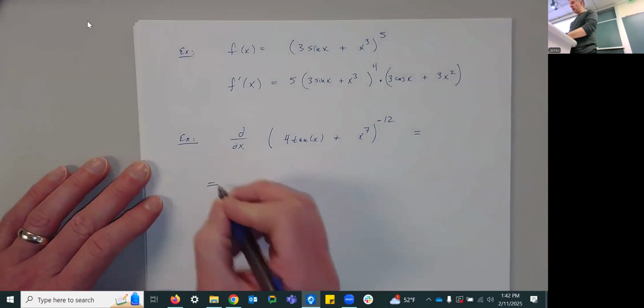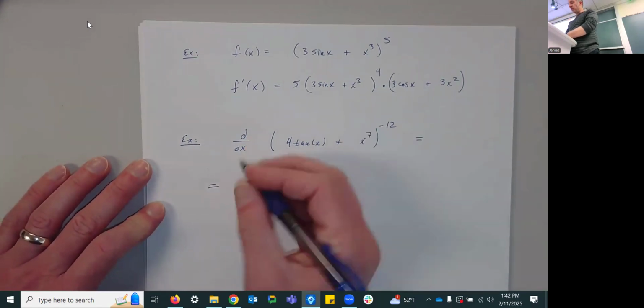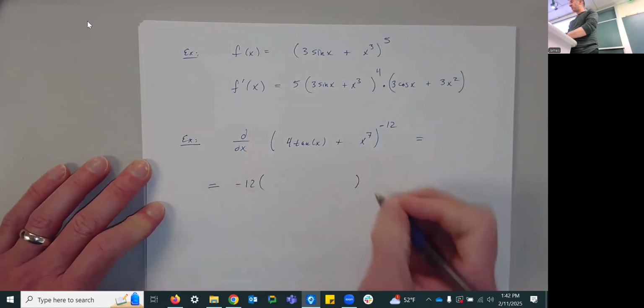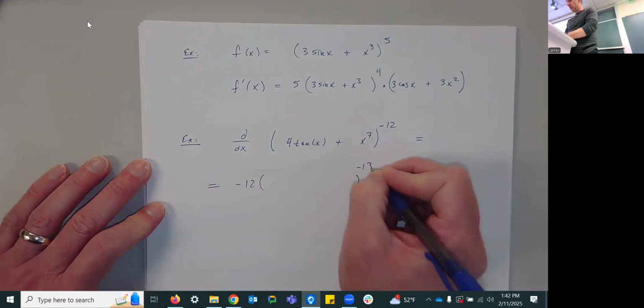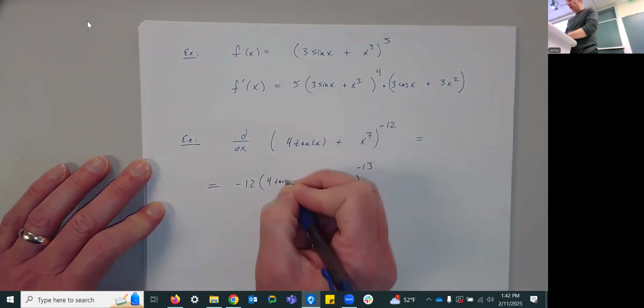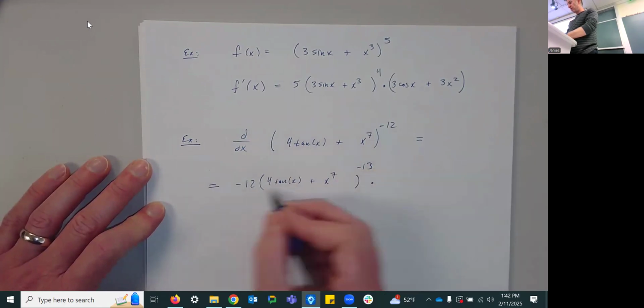We should be getting, there's some stuff to a power comes down, we get -12 times all of that to... what's my new power? -13. Right, the powers get more negative or less positive. Then we're going to have to multiply by the derivative of the inside stuff.